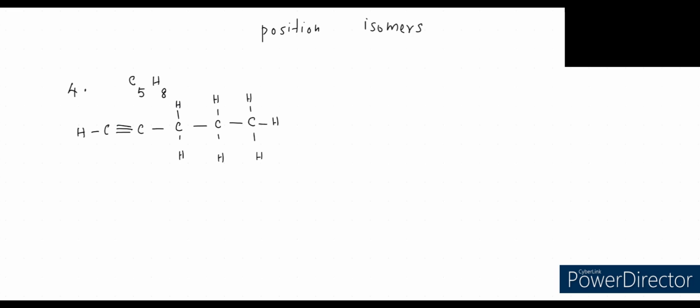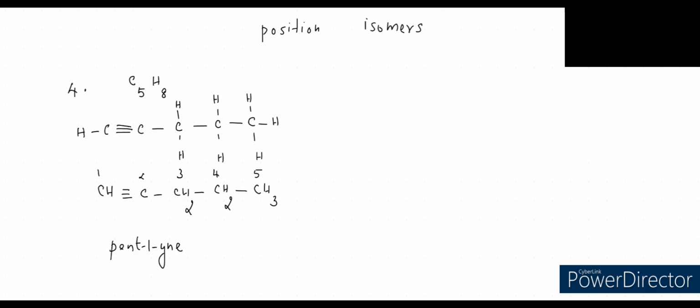How do I write the condensed formula? CH, triple bond C, single bond CH2, single bond CH2, single bond CH3. IUPAC name? 5 carbons, therefore pent. Functional group YNE. Where is YNE present? It is present between the first and the second carbon. So choose the smallest number. Pent-1-yne. Okay. Is there an isomer possible for pent-1-yne?